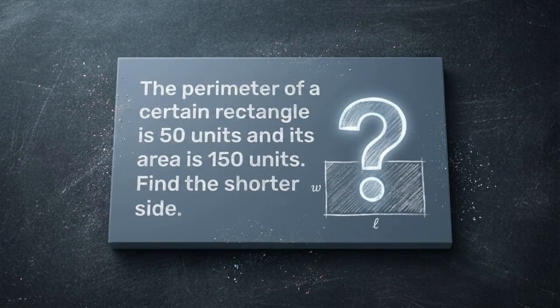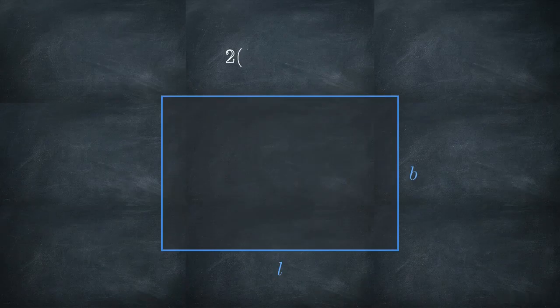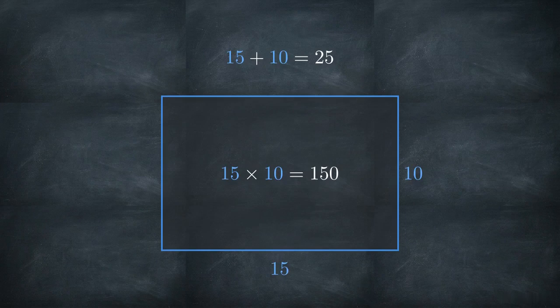Let's put this into practice. Here is a previous year question. Pause the video and try to solve it. Because the perimeter is 50, the length plus the breadth must equal 25. The area is length times breadth, which equals 150. The two numbers that add to 25 and multiply to 150 are 15 and 10. The shorter side is 10.